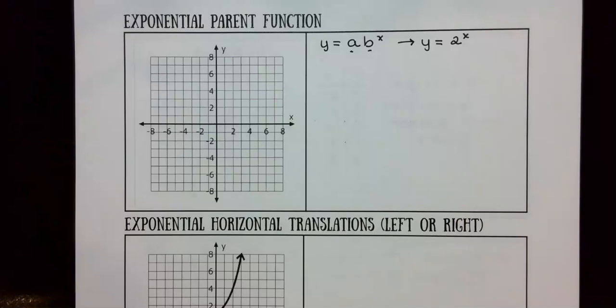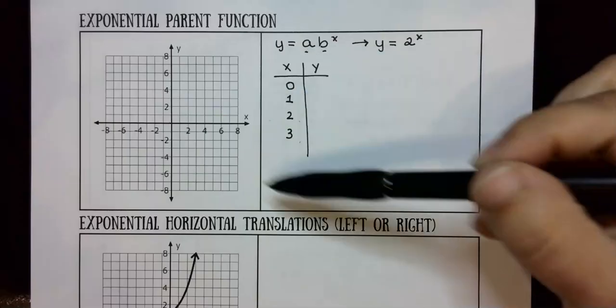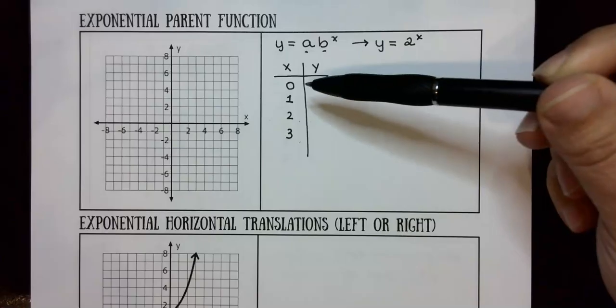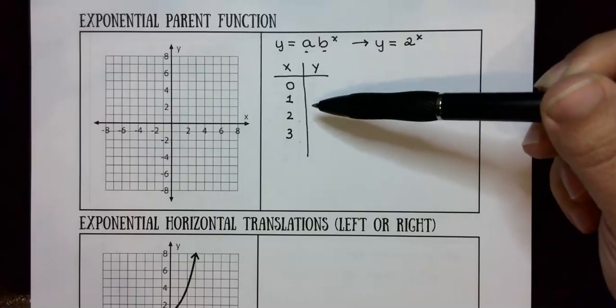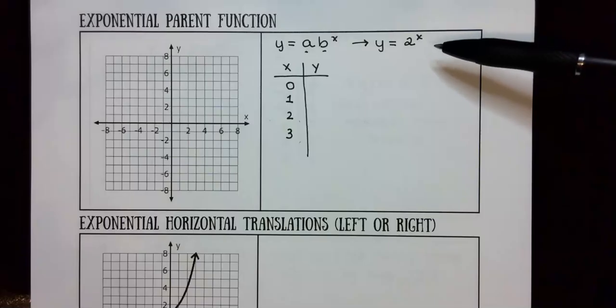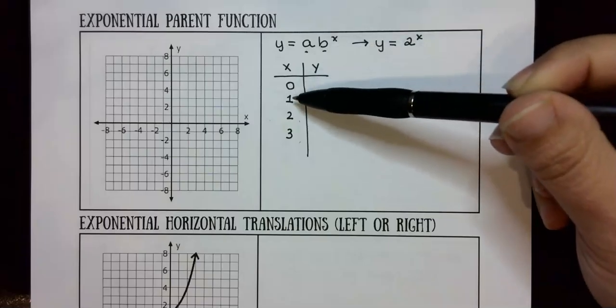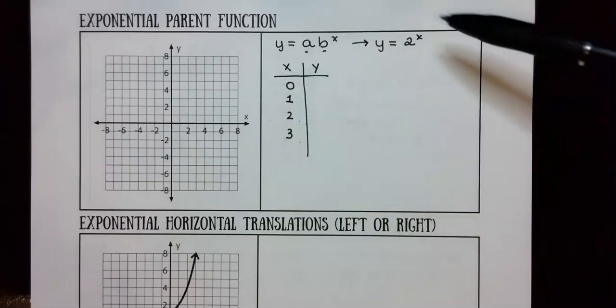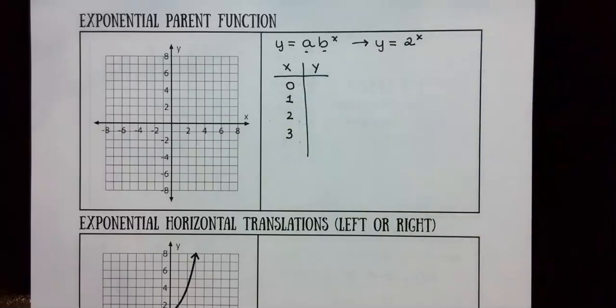So let's go ahead and create a table so we can create a graph, and then talk about some of the key features, and then do a quick reflection across the x-axis. Alright, so I have created a table of values here with x and y, and I know we normally use negative numbers, a 0, and positive numbers, but in order for us to avoid fractions, let's just stick to 0, 1, 2, and 3.